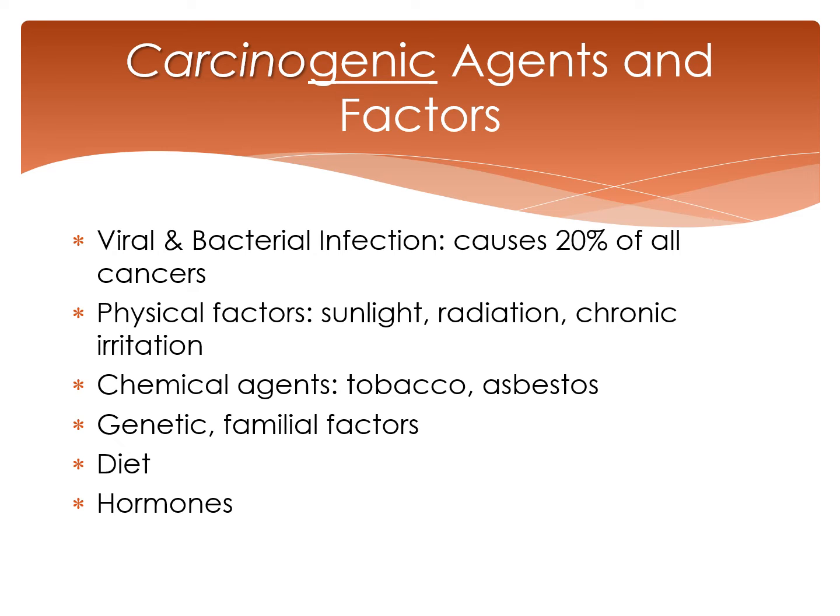Physical factors that can be carcinogenic include sunlight, radiation, and chronic irritation. Chemical agents include tobacco, such as in smoking, or asbestos. Smoking is one of the leading causes of cancer in the United States. Genetic or familial factors can be carcinogenic as well, for example, colorectal or lung cancer.